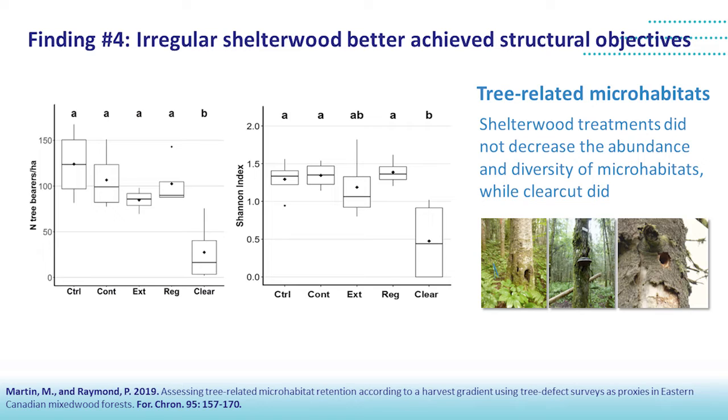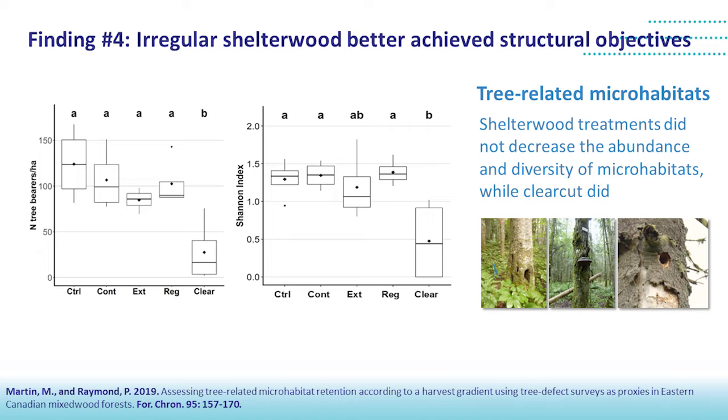And when he looked at the diversity of these tree-related microhabitats, we had similar trends: a decrease in the clear cut while quite maintained in the shelterwood treatments. And since we conducted these shelterwood treatments with retention modalities and the tree marking, that shows that probably it was quite helpful to maintain these attributes.